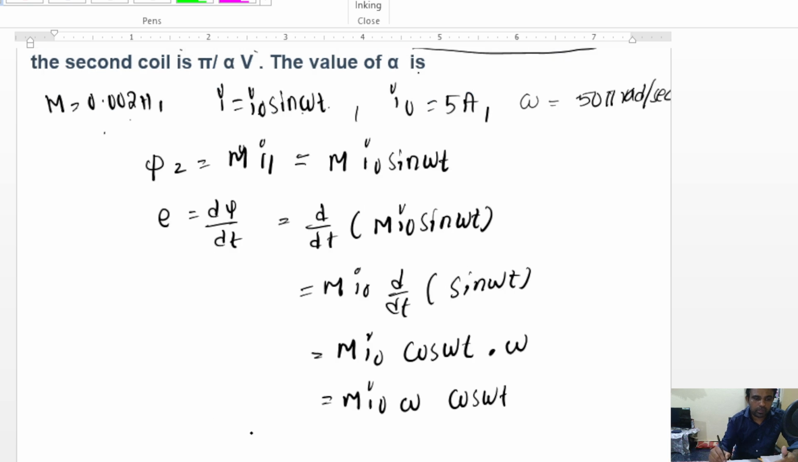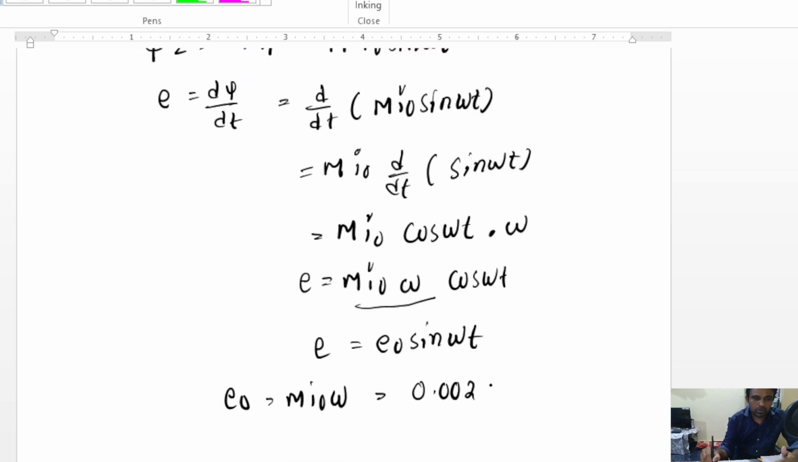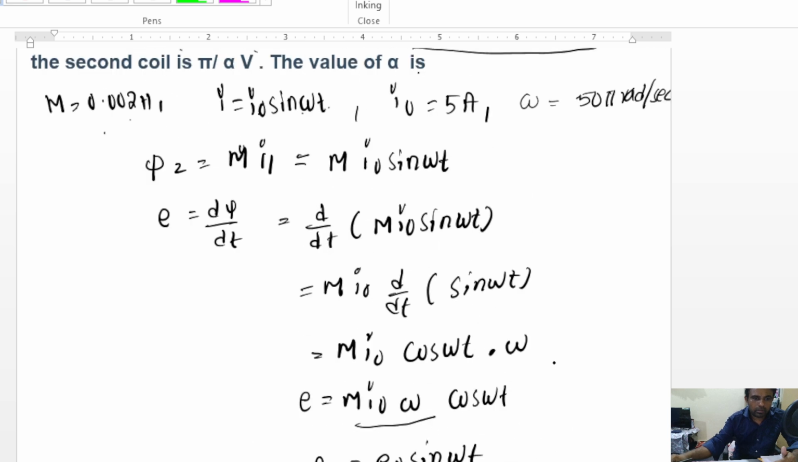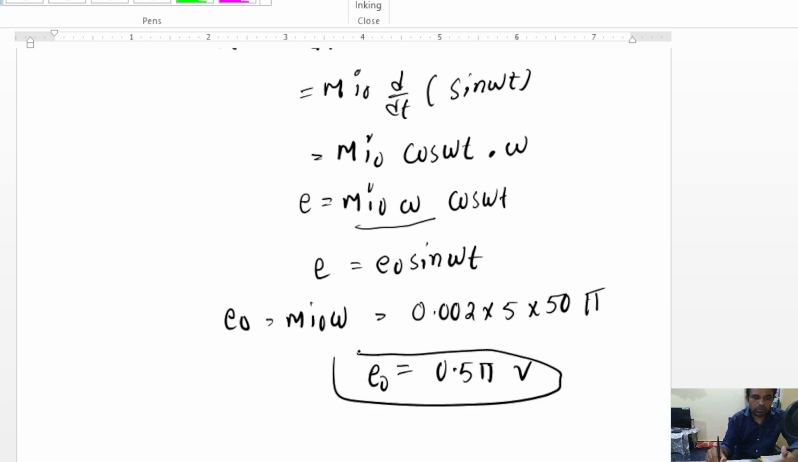Now the maximum value of EMF becomes this part: E is equal to... So compare this equation with E0 sin omega t, where the maximum value E0 is equal to m I0 omega. M value is given 0.002, into I0 value 5, omega value 50 pi radians. So this value is 0.5 pi. After simplification we get E0 value 0.5 pi volts.